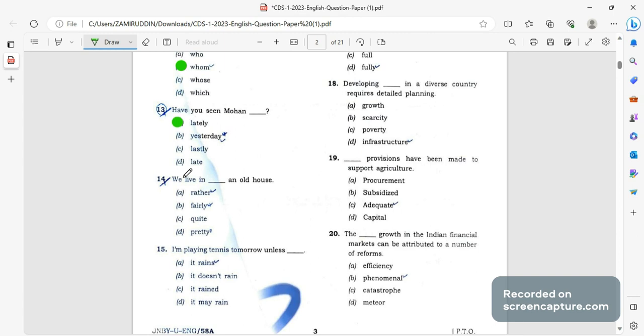We live in quite an old house. Quite will be the correct answer. Fairly, pretty, rather won't be the right answer. Quite an old house.